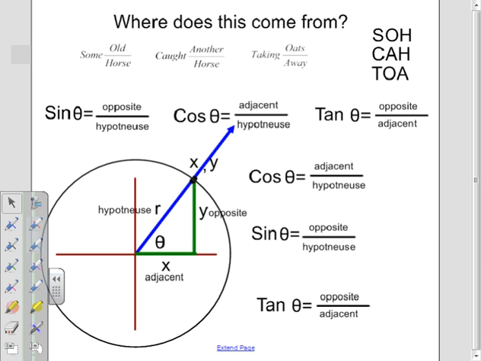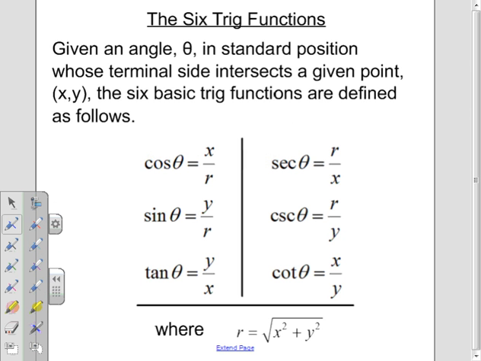Okay, so now if we take a look at these laws that I've organized here in the margin, the cosine of theta was adjacent over hypotenuse, also known as caught another horse, or the CAH part of SOHCAHTOA. The adjacent we see is in fact x, and the hypotenuse is in fact r. If you notice from the definition table, cosine theta equals x over r.